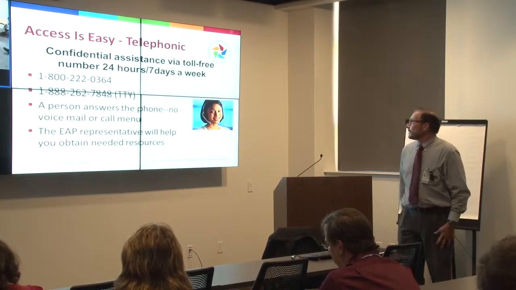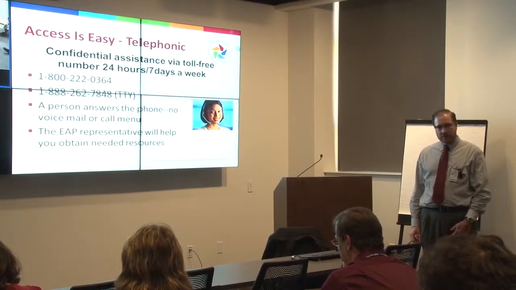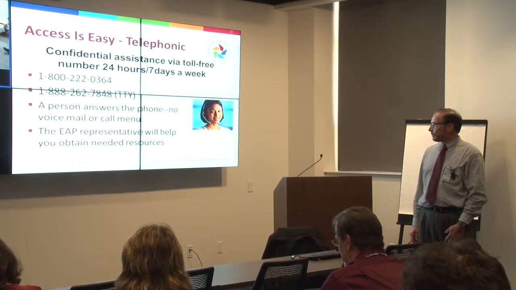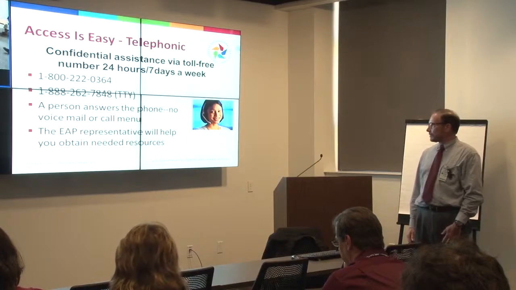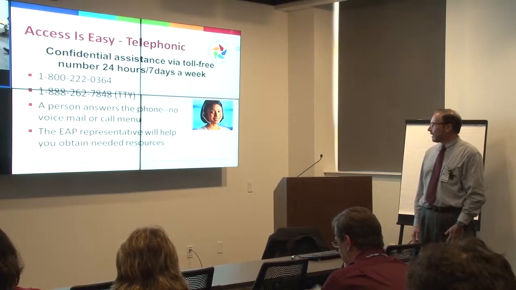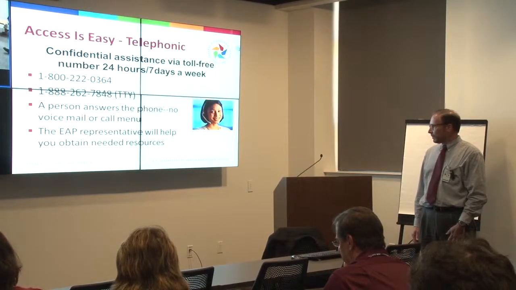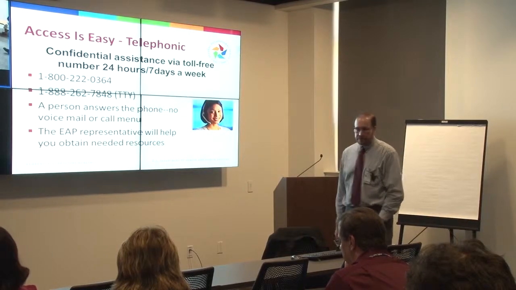And these are the various ways in which you can access the Employee Assistance Program 24/7. There is a toll-free number for people that are hearing impaired. There's a separate toll-free number for them. And a person answers live. You're not going to receive voicemail or a call menu. And then the EAP representative will be there to certainly help you obtain the needed resources.